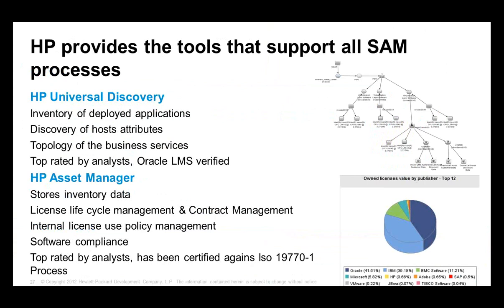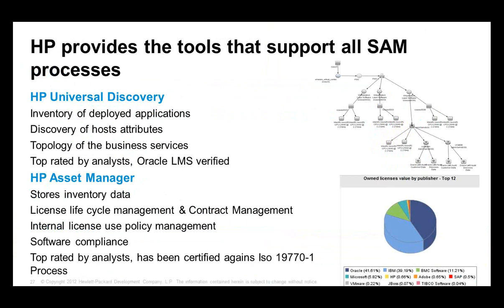Vesna gave you the introduction. Here I'm going to detail a little bit how the HP tools provide support to your software asset management processes. So HP Universal Discovery is the discovery tool of HP that can do multiple things. It can inventory the deployed applications. So UD has a huge software library that will recognize the applications based on the file signature. That's the first thing: inventory discovery of the deployed applications.